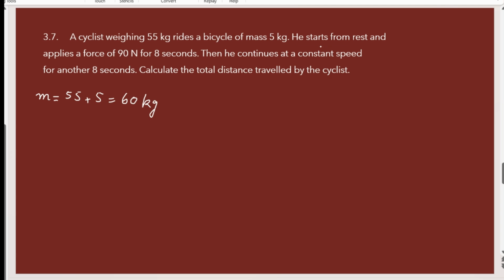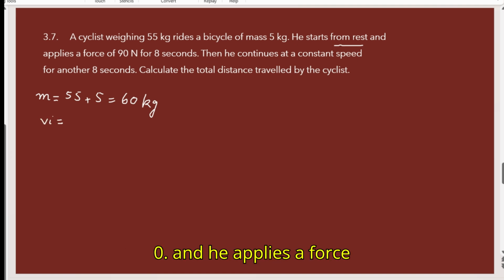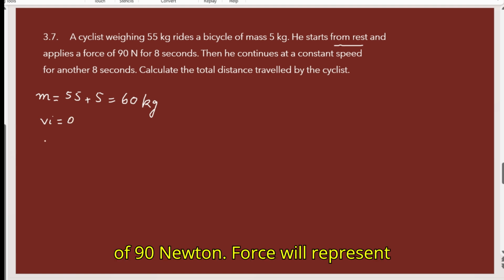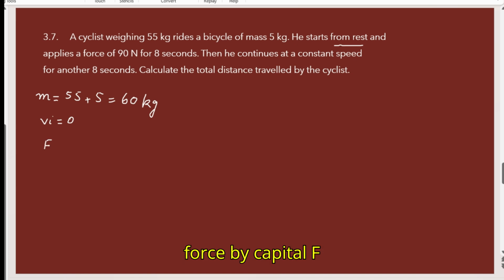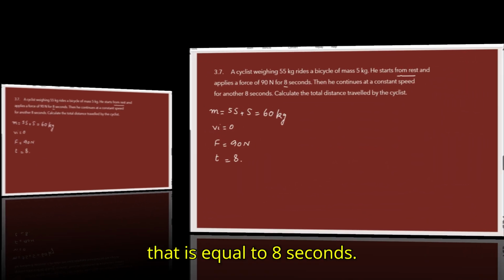Similarly, he starts from rest. Rest means his initial velocity, that is vi, is equal to 0, and he applies a force of 90 Newton. Force we represent by capital F, and F is equal to 90 Newton, for 8 seconds. So this is the time, small t, that is equal to 8 seconds.